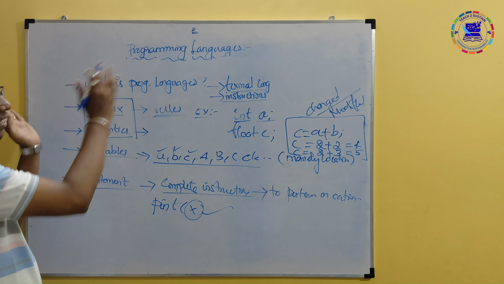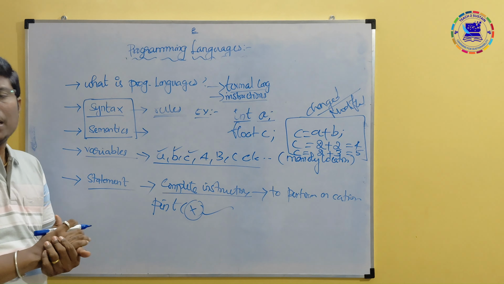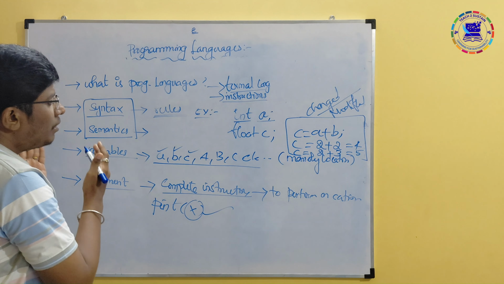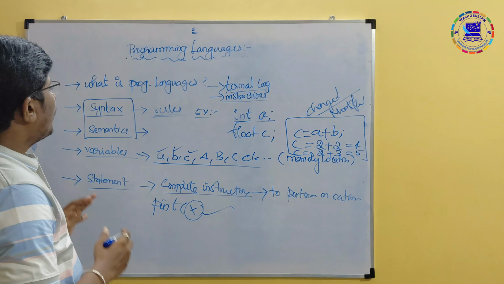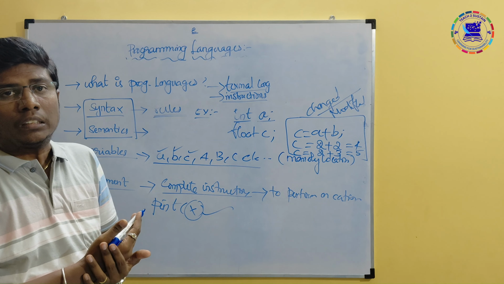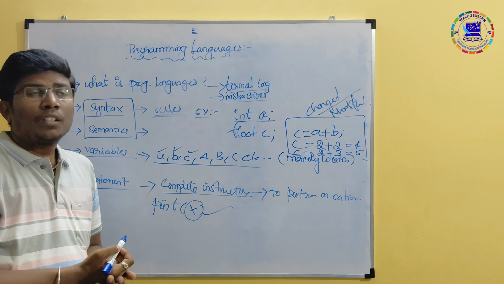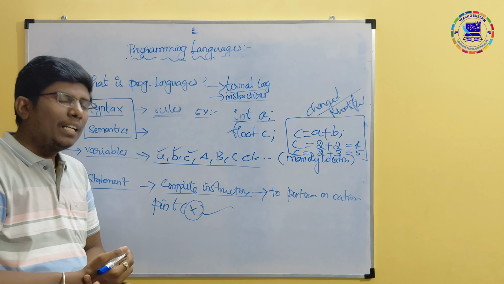These are the basic things which come in programming languages: syntax, semantics, variables, and statements. These are the foundational things which are most important to write a program in various programming languages.